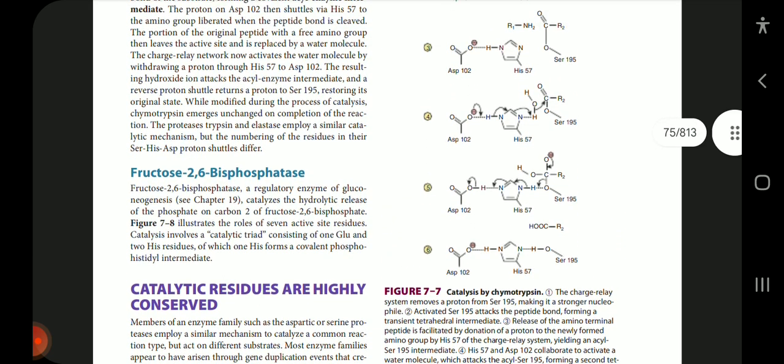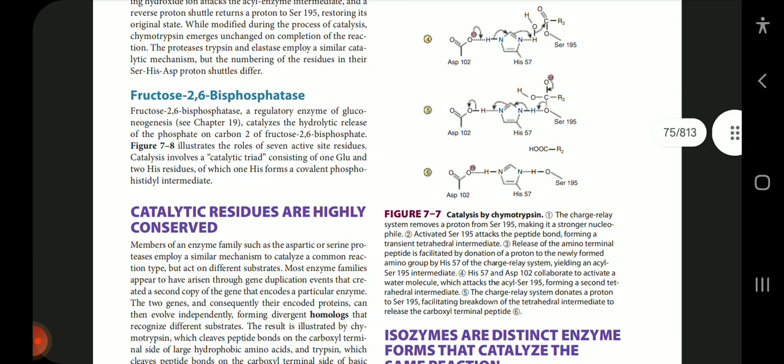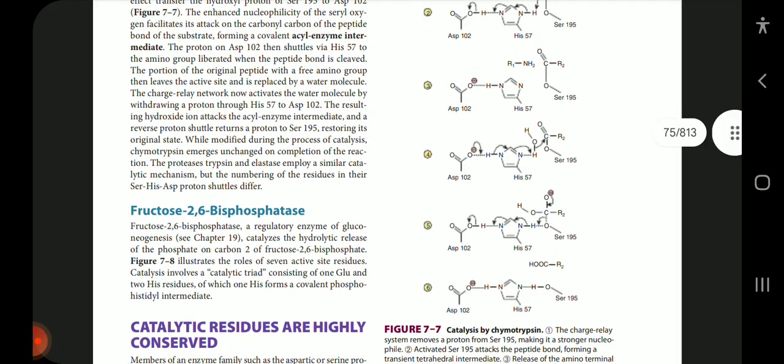In the third figure, it is shown that the release of the amino terminal peptide is facilitated by donation of a proton to the newly formed amino group by His 57 of the charge relay system, yielding an acyl-Ser 195 intermediate. Fourth, His 57 and Asp 102 collaborate to activate a water molecule which attacks the acyl-Ser 195, forming a second tetrahedral intermediate. In the fifth figure, we can see that the charge relay system donates a proton to Ser 195, facilitating the breakdown of the tetrahedral intermediate to release the carboxy terminal peptide, as in figure 6.